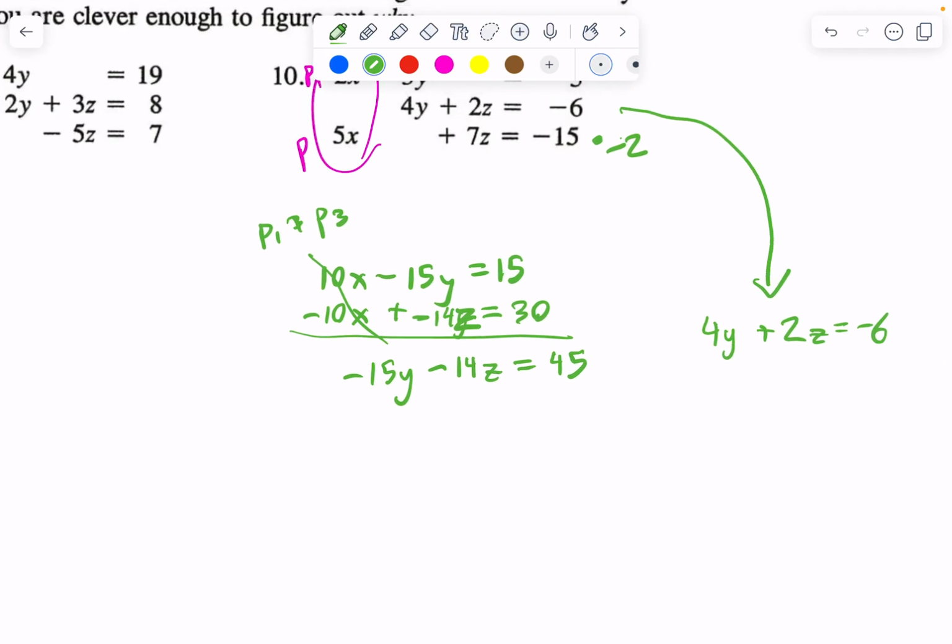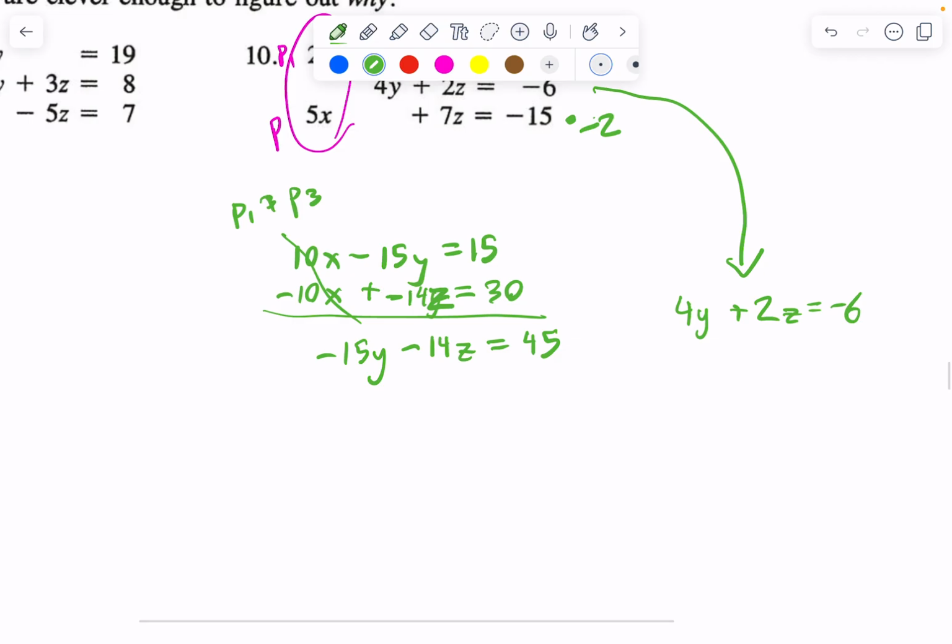And now we're going to put these together. If I want to do elimination here, I'm going to do the z's because I only have to multiply one equation. If I multiply this one by just 7, I can eliminate it.